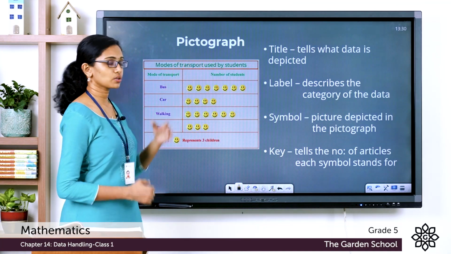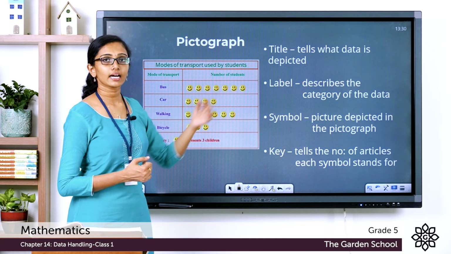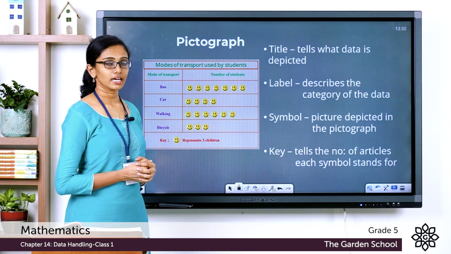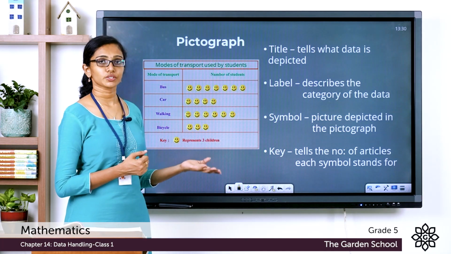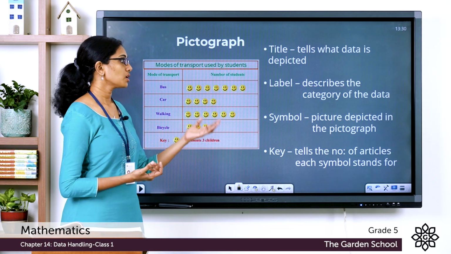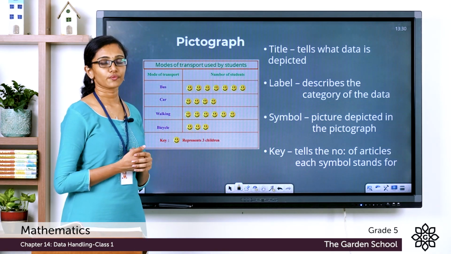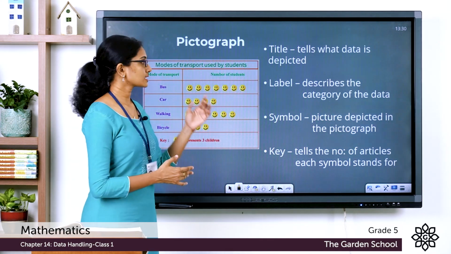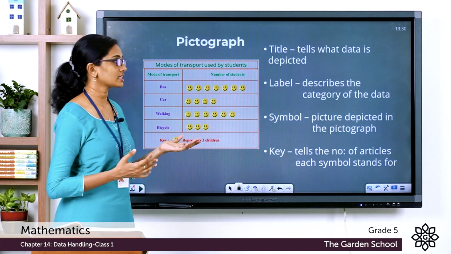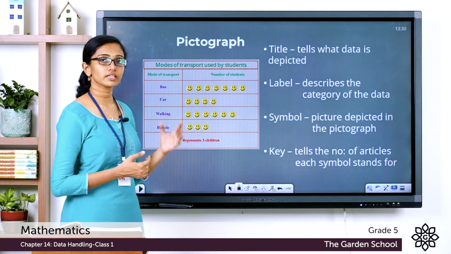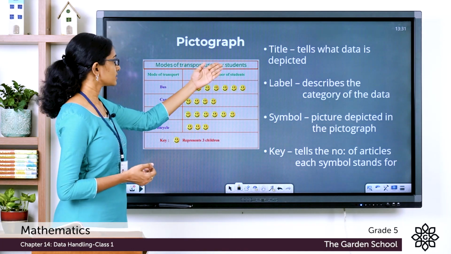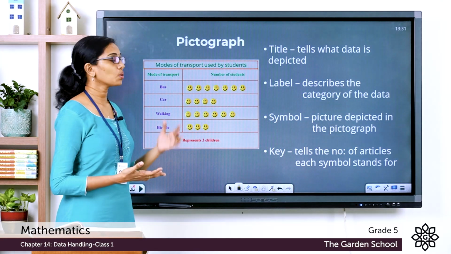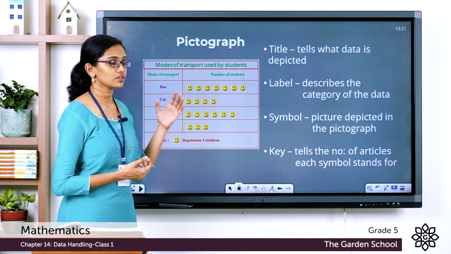So what about each of these? The title of a pictograph will tell you what data is depicted, and the label describes the category of the data. The symbol is the picture depicted in the pictograph, and the key will tell you the number of articles each symbol stands for. A pictograph is also called a pictogram or simply a picture. In this example, what you see is the data, that is modes of transport used by students in a class. You can see the heading or the title here and the labels, mode of transport and number of students, that tell you the category of data that you are depicting here.